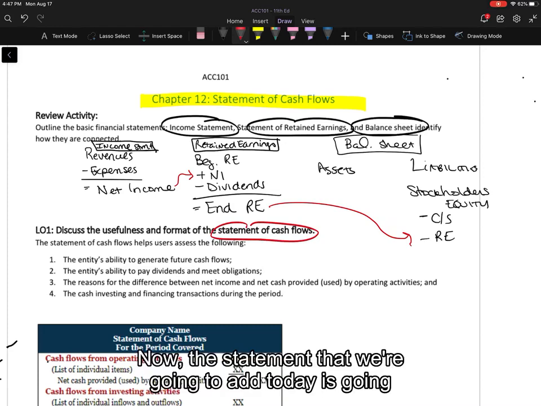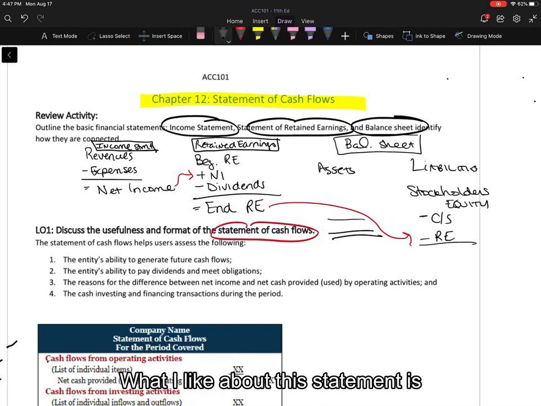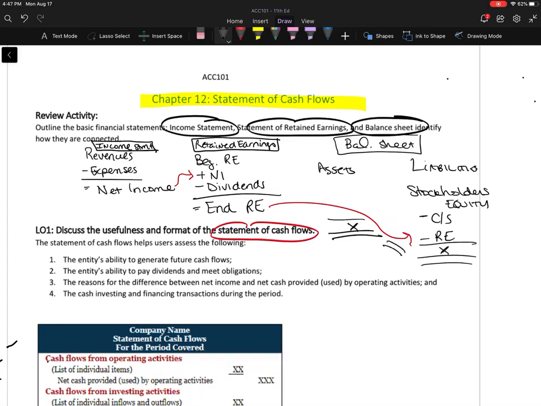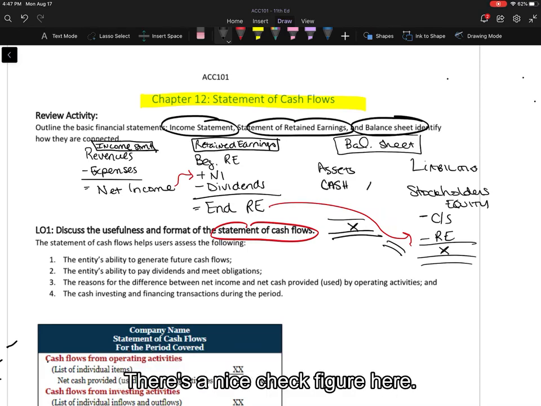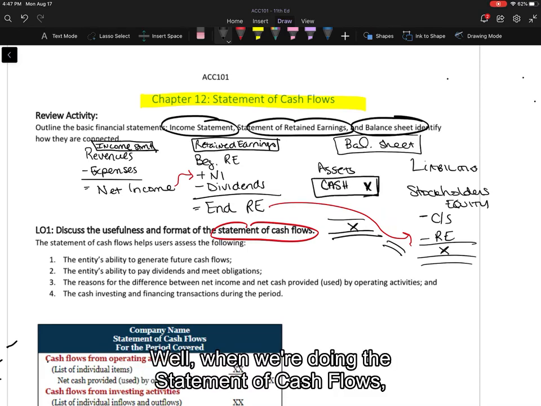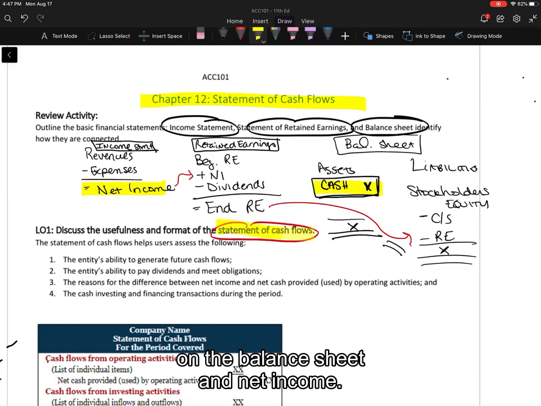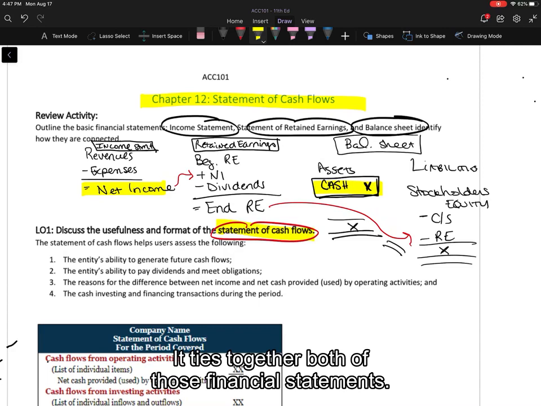Now, the statement that we're going to add today is the statement of cash flows. What I like about this statement is it ties together all the financial statements. Just like when we balance our balance sheet, assets have to equal liabilities plus stockholders' equity, there's a nice check figure here. When we're doing the statement of cash flows, we tie together cash from the assets on the balance sheet and net income. So it ties together both of those financial statements.